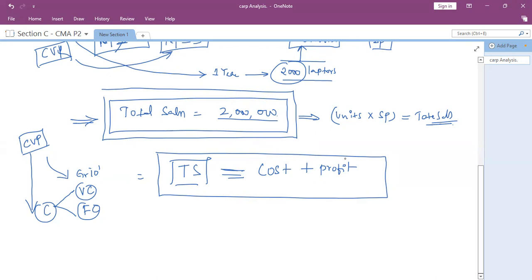Is everybody there? Yes, sir. Okay, fine. So the first assumption of CVP analysis, what I have told you: what is manufactured is sold. Second assumption, we assume all costs can be easily segregated into variable cost and fixed cost. Clear? Up to here, clear to everyone? Yes, sir.